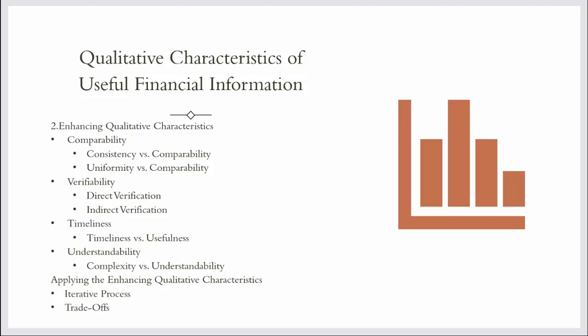Applying the enhancing qualitative characteristics. Explanation. The enhancing qualitative characteristics should be maximized to improve the usefulness of financial information. However, they cannot make irrelevant information useful or information that does not faithfully represent what it purports to represent. Applying these characteristics is an iterative process and sometimes involves trade-offs.